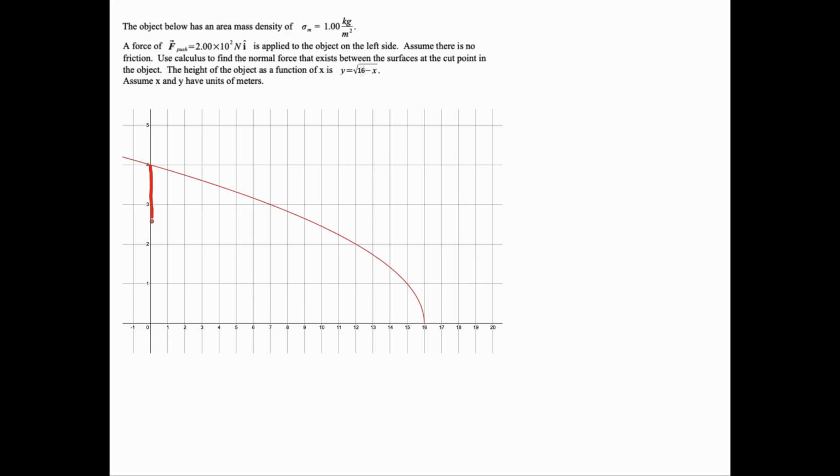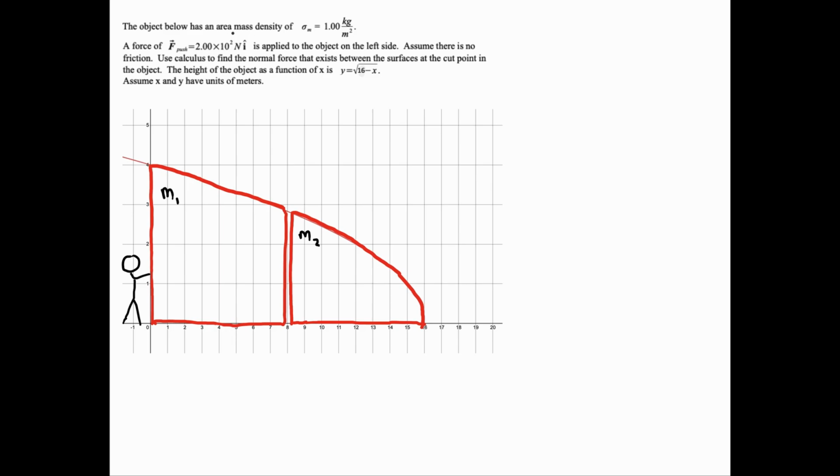Alright, so let's say that we have an object that's somewhat irregularly shaped. And it's got a mathematical formula, though. And somewhere in the middle, it's cut in half. Perhaps like that. Now, a person on the left is going to push. So they're applying a force. And we've got two pieces to it, M1 and M2.